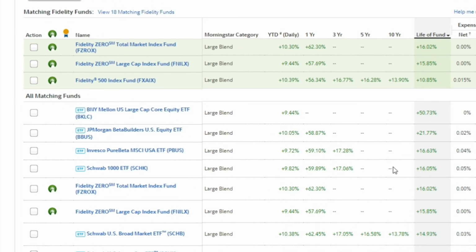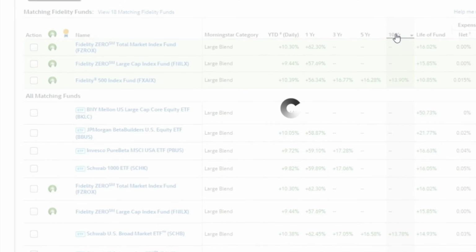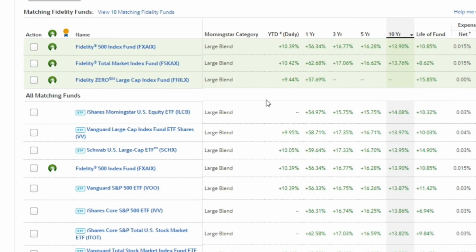If we sort it by life of the fund, we've got a lot of options here that don't have 3, 5, or even 10-year returns. Let's go back to 10-year returns sorted here. And ultimately, the one that I chose, like I mentioned, was Schwab. You can see here the Schwab US Large Cap ETF, SCHX, has a 10-year return of 13.95%. And just so you know here, that's an average return every single year. So on average, every single year for the past 10 years, it has grown by 13.95%.